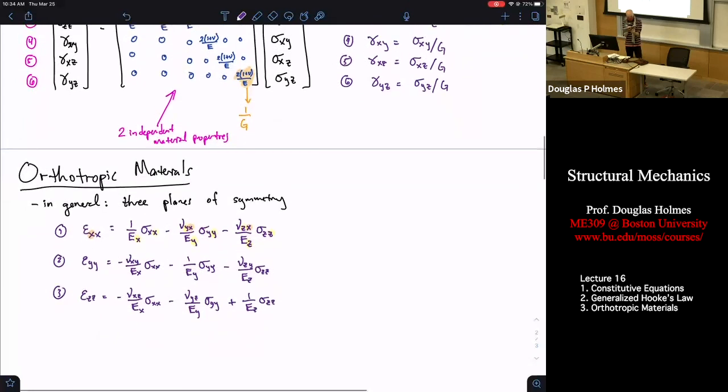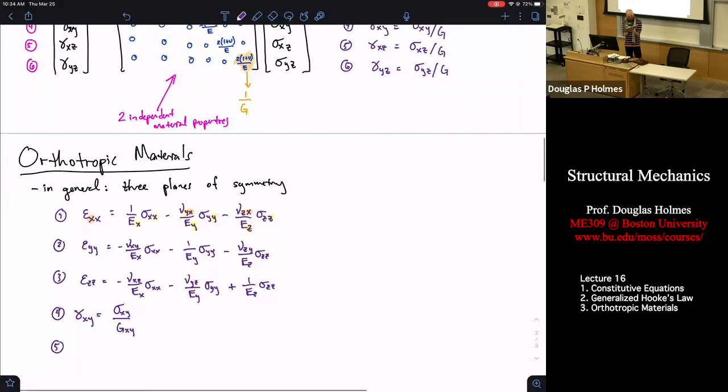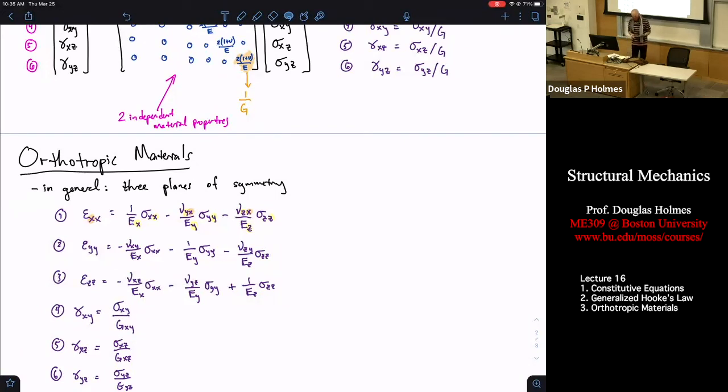And we have three more equations. They're also pretty straightforward. Gamma xy now equals sigma xy over your shear modulus in that xy direction. Gamma xz, shear in z. And so the key takeaway here is there are extra material constants.